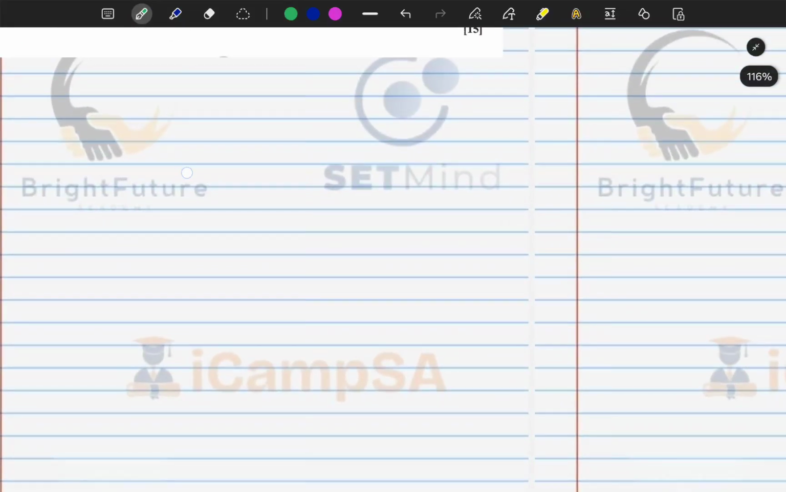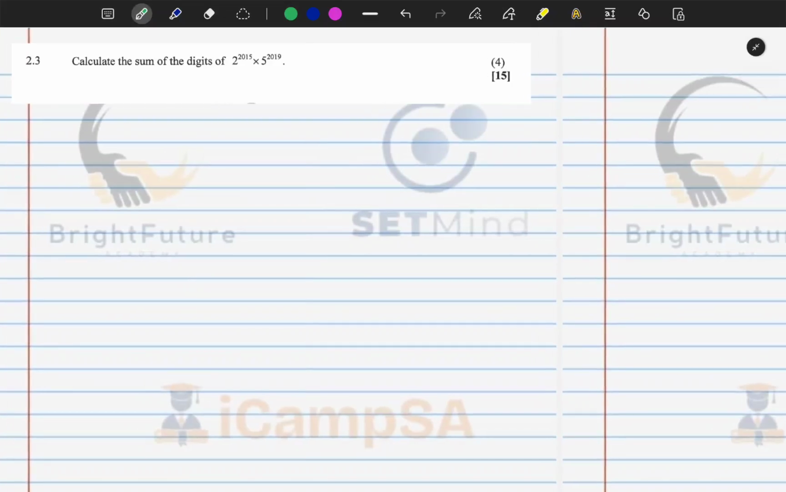This is a one-of-a-kind problem, right? But it's very important to understand these types of problems because they test your real understanding of exponents and sets, right? So let's look at what we have here. They are saying calculate the sum of digits of this number, 2 raised to the power of 2015 times 5 raised to the power of 2019, right?